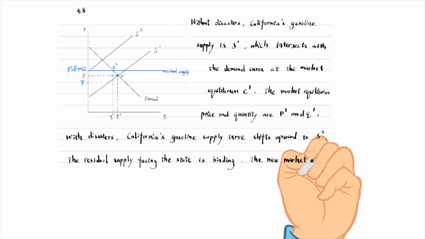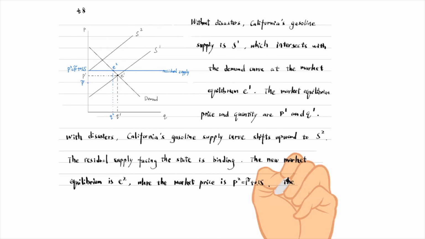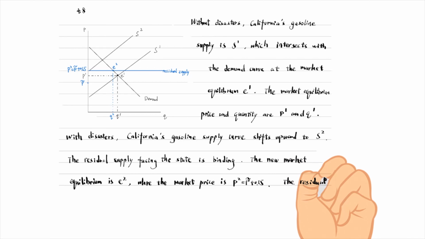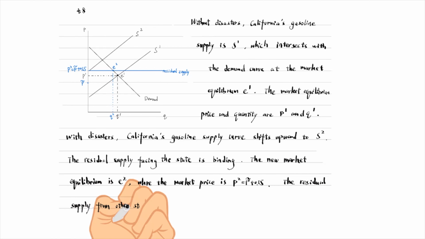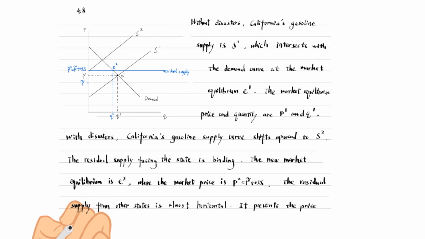The new market equilibrium is E2, where the market price P2 equals P tilde plus the surcharge. P tilde is the standard gasoline price in the rest of the United States. The California residual supply from the other states is almost horizontal. It prevents the gasoline price from rising too much in California.